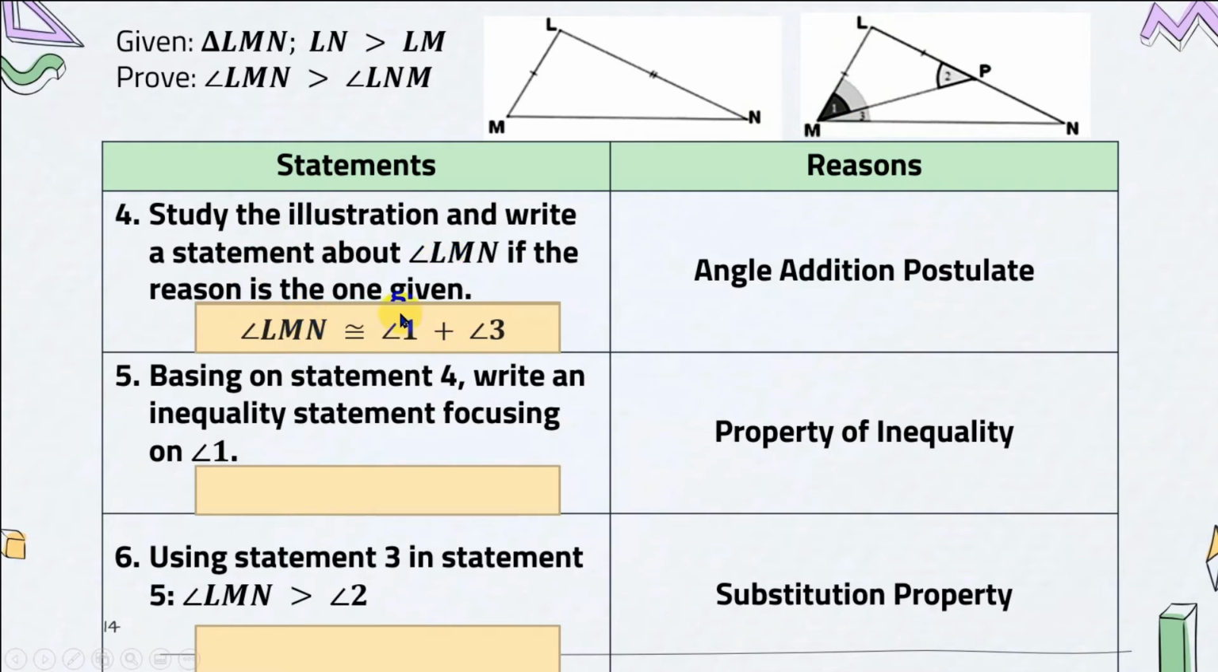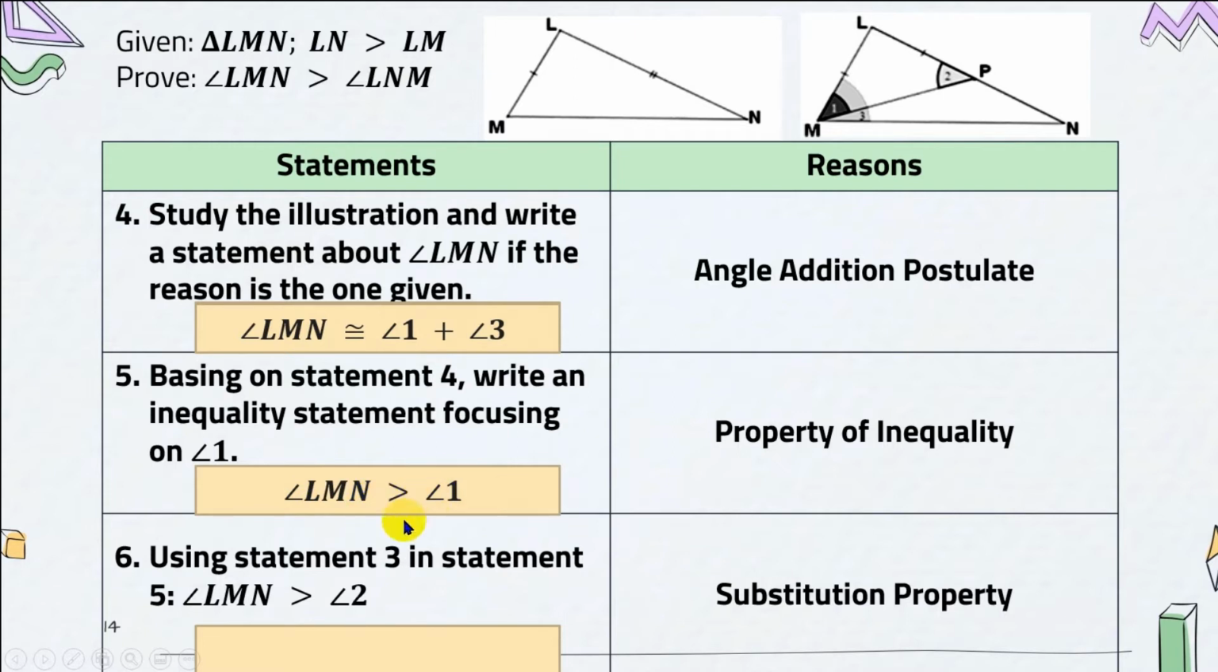And based from statement 4 at magagawa tayo ng inequality statement na nakafocus lang kay angle 1. So, alisin natin si angle 3, hindi na siya equal kay LMN, di ba? And si LMN ngayon ay mas malaki kay angle 1. Kasi nga, magiging equal lang ang LMN kapag magka-add si 1 at si 3. At dahil inalis si angle 3, magiging mas maliit na si angle 1. That is why angle LMN is greater than angle 1.